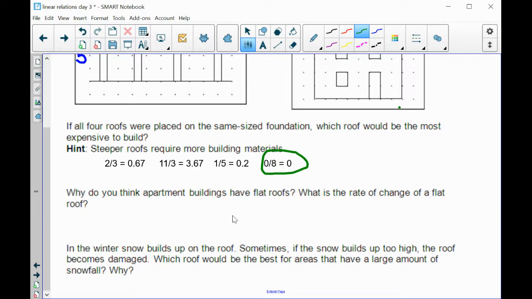So in the wintertime, snow builds up on roofs. Sometimes if the snow builds up too high, the roof may become damaged. Which do you think would be the best roof for an area that gets a large amount of snow, and why?